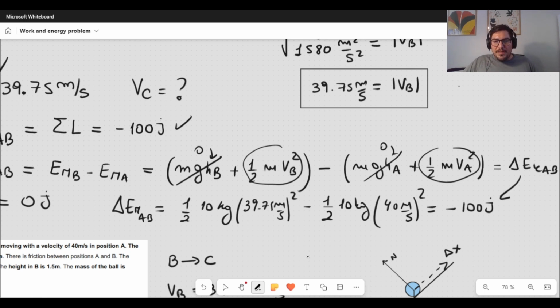If you want to check that the result is minus 100 joules, you can replace the mass, 10 kilograms, and the velocity in B, the mass again, and the velocity in A, and you obtain the same result. Okay?